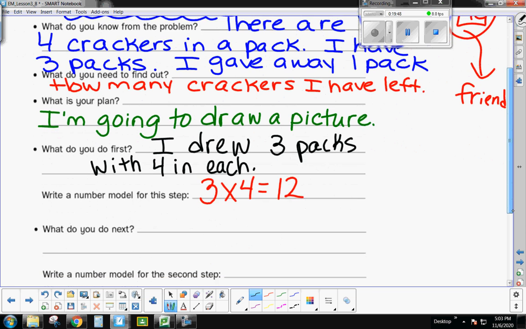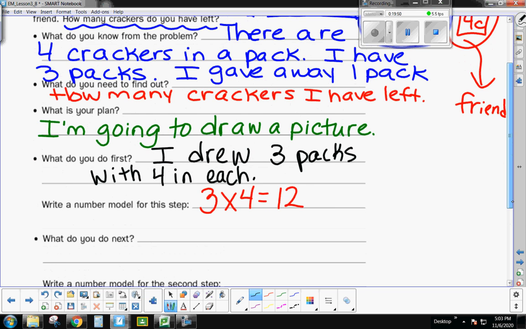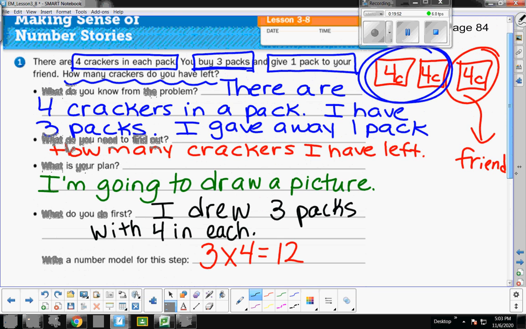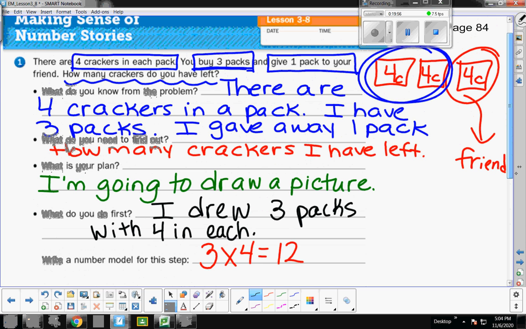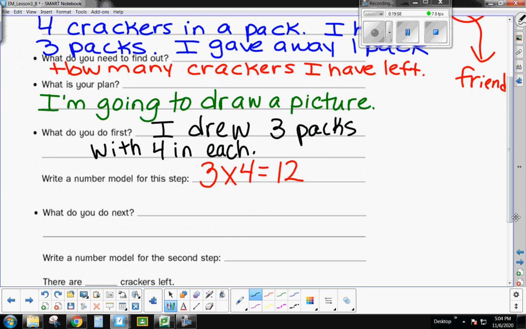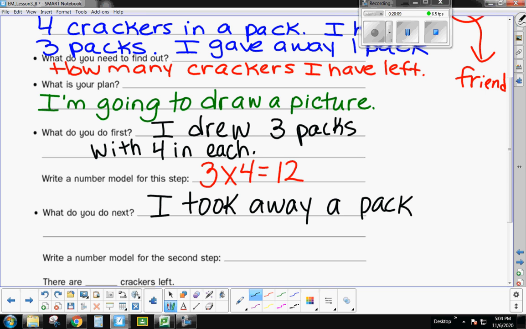All right, now it says, what do you do next? Well, what does my picture show that I did next? After I drew 3 packages of 4, I gave a whole package to a friend. So I'm going to say I took away a pack of 4. Whoops. There we go. Now, what's the number model for this step?